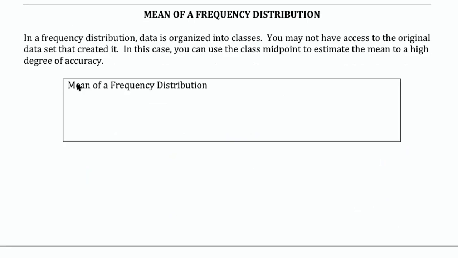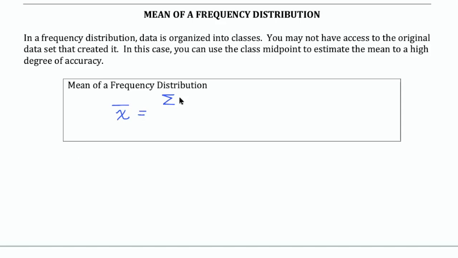The last type of mean we're going to look at is the mean of a frequency distribution. Remember, in a frequency distribution, you've got data organized into classes, and you may or may not actually have the original data set. If you don't, you can use the class midpoint to estimate the mean, and it's pretty accurate.